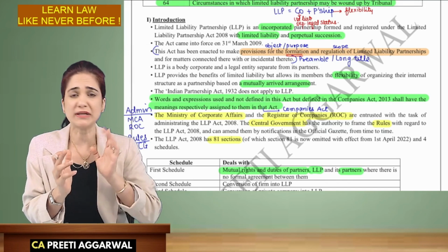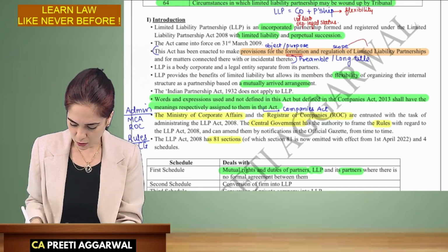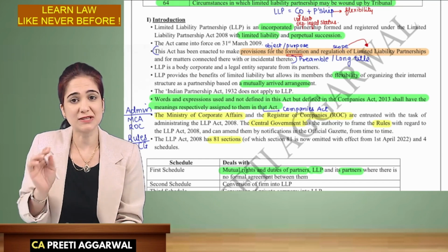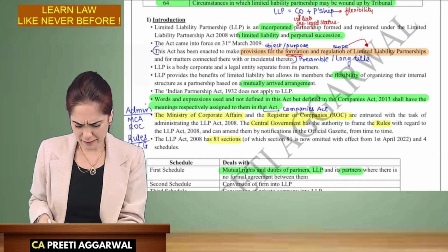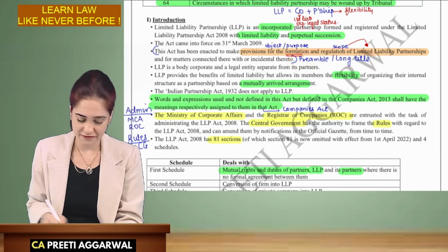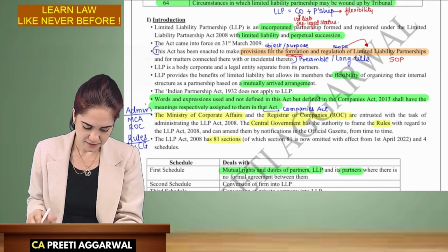Does it apply to companies? No. Does it apply to normal partnership? No. It applies only to limited liability partnership. That is the scope. And the matters incidental thereto. So this is the preamble or the long title of the act. It defines the scope, object, purpose of the act.